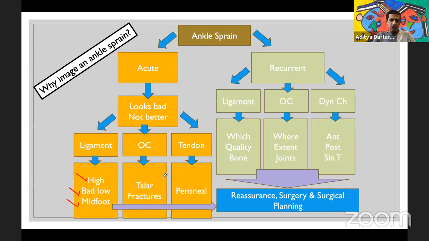Similarly, with the osteochondral lesions, if you see a fracture, it's usually a non-displaced fracture, and you're trying to tell them that that's going to take its own time to heal. And then finally, the peroneal tendon.